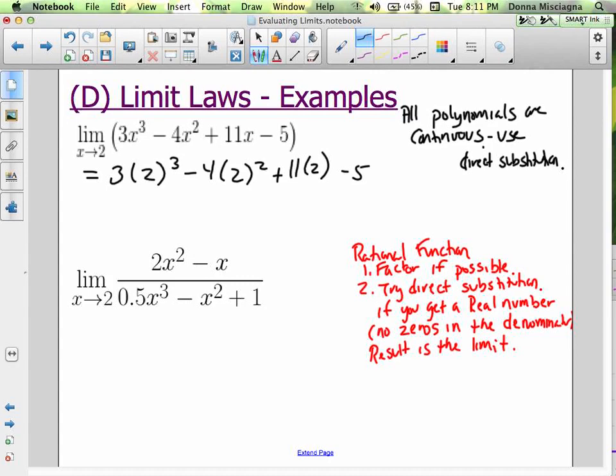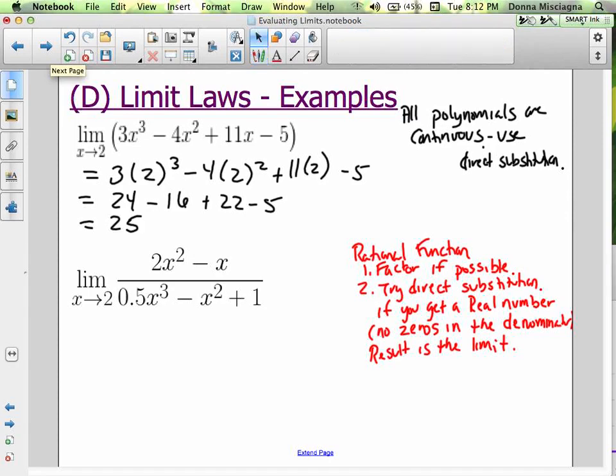So that's going to be 2 cubed is 8 times 3 is 24. 2 squared is 4 times 4 is 16. And then plus 22 minus 5. So that's going to be 24 minus 16 is 8, and then 8 plus 22 is 30, and 30 minus 5 is 25. So that's our limit of the function as x is approaching 2, and it also happens to be the value of the function.